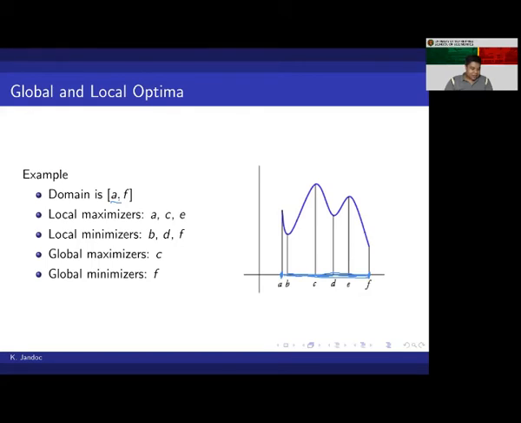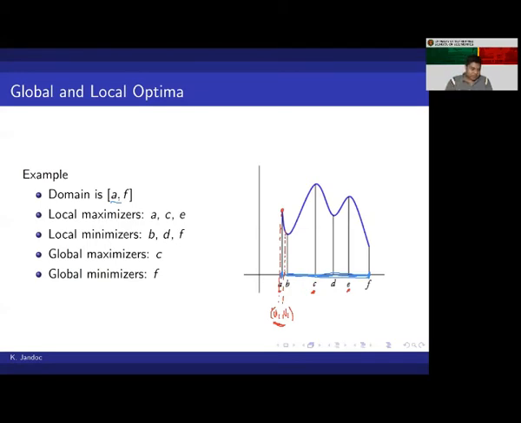Now, local maximizers are points A, C, and E. So A is a local maximizer, C is also a local maximizer, and E is a local maximizer. Why? Because if you create an open interval, let's call it U1, V1, these are numbers, then in that slice of the domain, point A will give you the highest value of the function.